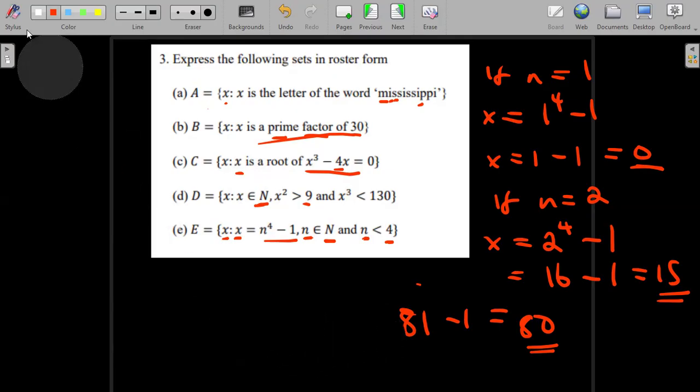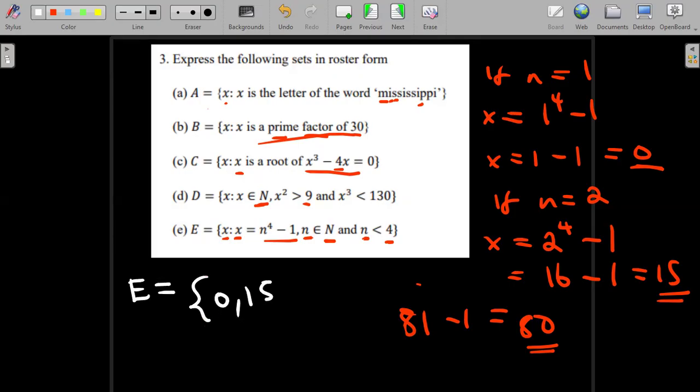E is just going to be equal to 0, 15, and 8. So this is the set E. Okay, here, I don't know. Do we have any questions? Is anybody lost or behind?